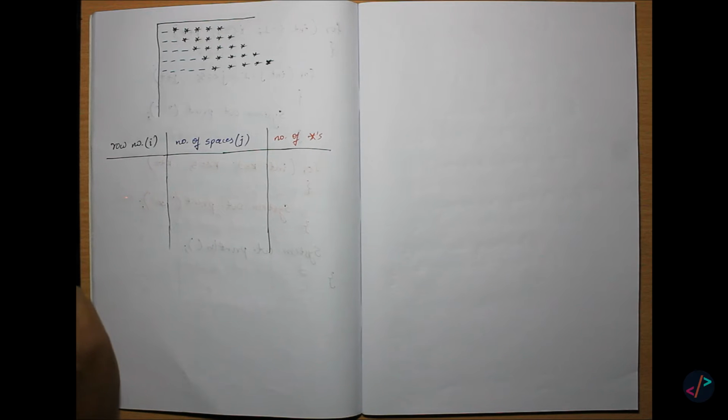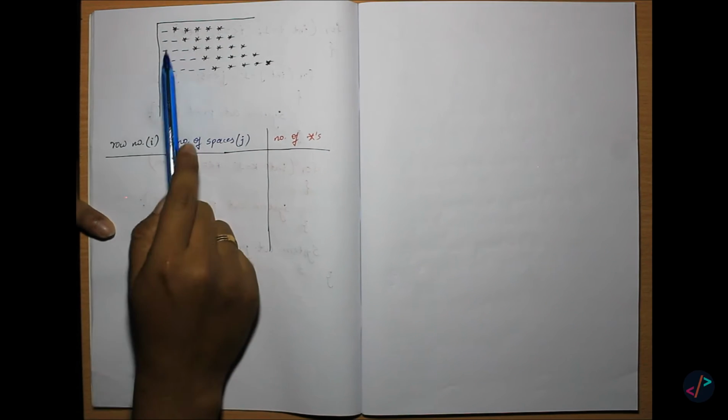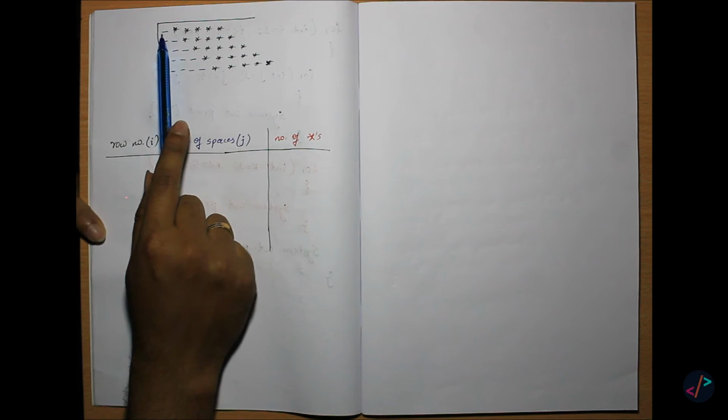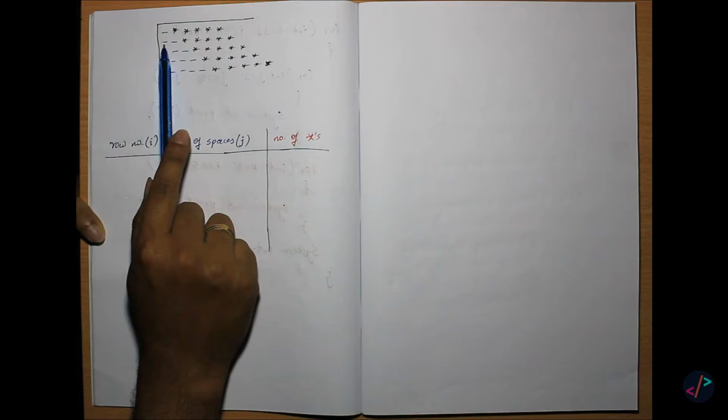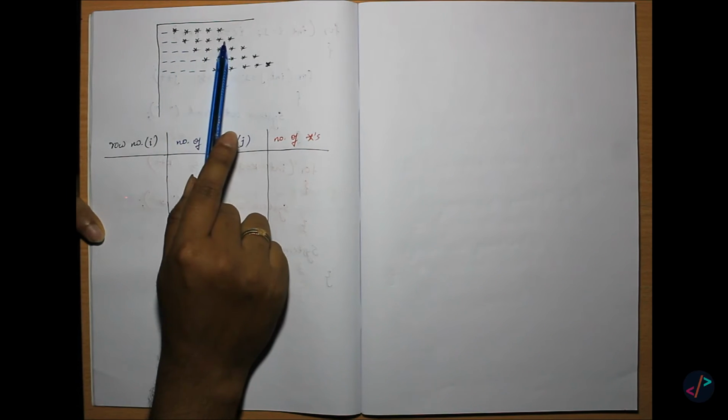Coming to my next pattern, it looks like this. This is the pattern that I'm expecting to be printed. So on the screen, I want to print a first space followed by 5 stars. On the second row, I want 2 spaces followed by 5 stars.